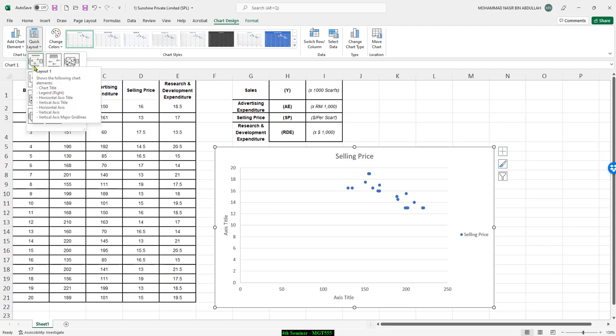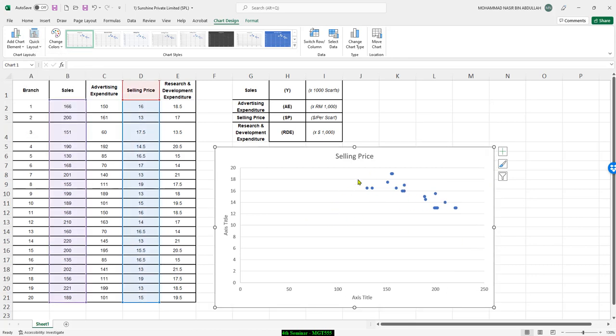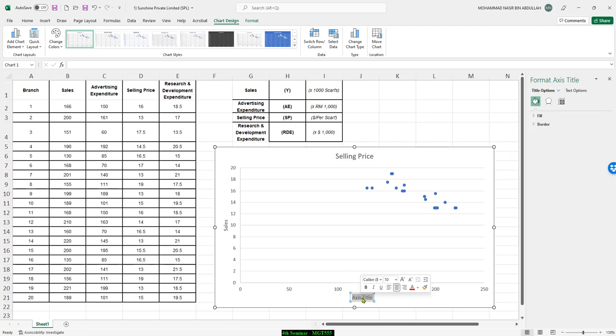So dia akan bagi dekat sini chart title, legend, horizontal axis title, vertical axis title, horizontal axis, and so on lah. So dekat sini kita boleh delete lah selling price ni. Tak nak lah, dia punya indicator tak nak. So y axis title, we just double click dekat sini, right? And then you tulis sini sales, right? And then for x axis title, you double click, you tulis selling price.